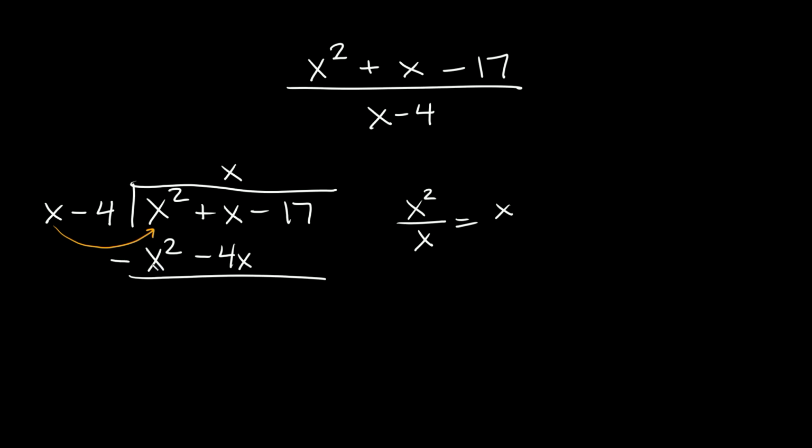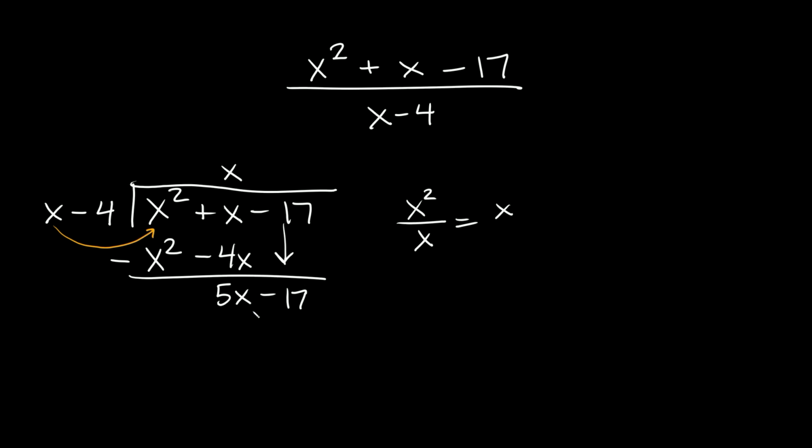Then, just like with normal long division, we subtract these. x squared minus x squared is just 0. Then here we have x minus negative 4x, which is the same thing as x plus 4x, so that's positive 5x. Now we have this extra term out here, so we're going to bring that down. That's just minus 17.